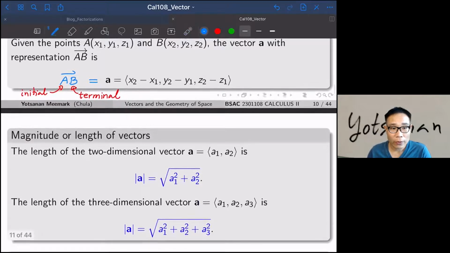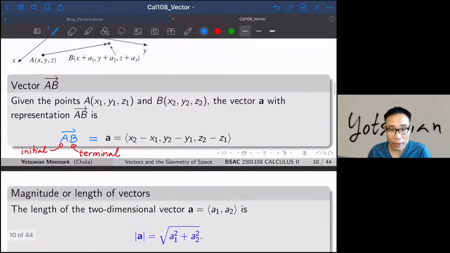So this one will be the vector AB, and the way to find the vector AB is you take the terminal point and subtract the initial point. So it's going to be x2 minus x1, y2 minus y1, and z2 minus z1.